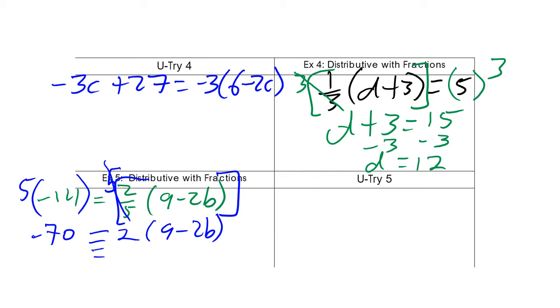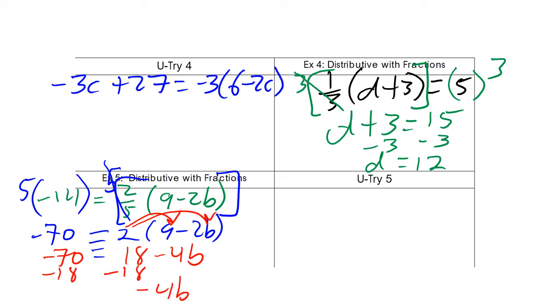Now I distribute to get rid of the parentheses. 2 times 9 is 18. 2 times -2b is -4b. And now I've got my two-step equation. Subtract 18 from both sides, and I get -4b. Make sure you bring that minus sign with that 4b. It belongs to that 4b. And when I divide both sides by -4, I will get b equals 22.